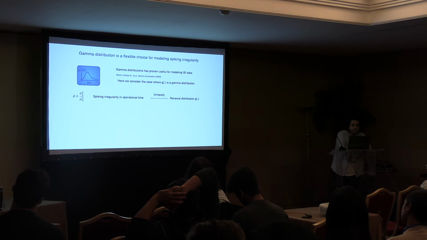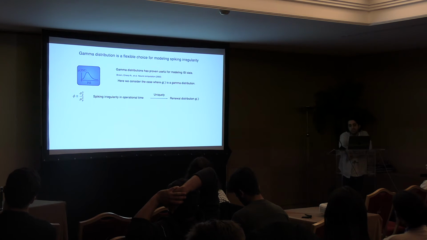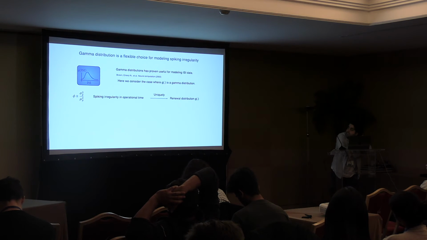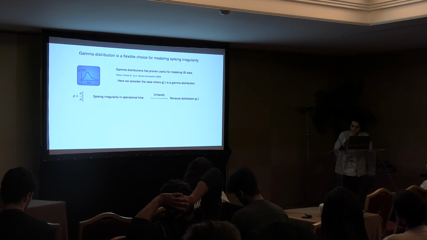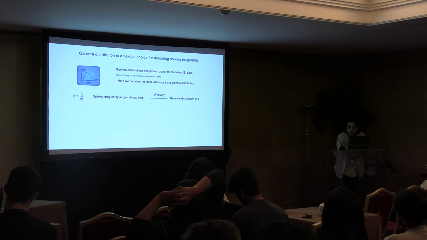We pick this G distribution to be a gamma distribution because the gamma distribution has been proven to be really useful for modeling ISI distributions, and it's also an extension of exponential distributions. The exponential distribution is a special case of this, which helps us to actually go beyond Poisson. Since the gamma distribution has 2 free parameters, and if you remember, we set the mean of G to be 1, basically we are left with 1 parameter, the standard deviation.